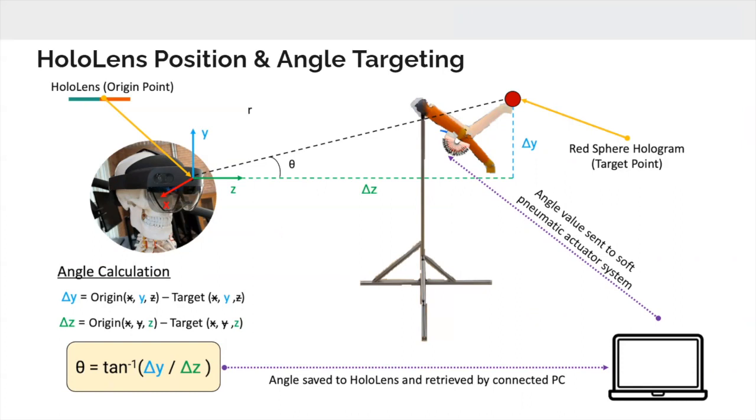What we do here is get the angle calculation between the HoloLens and the target point. We do this by calculating the difference between the Y coordinates of the origin and the target point, and the Z difference of the origin and target point, as displayed on the figure. After that, we get the angle by taking the arctan of the difference of Y over the difference of Z. That angle is then saved onto the HoloLens, and it's retrieved from the PC through a USB connection. The MyRio microcontroller that is implemented with the soft pneumatic actuator gets that angle data from the PC and then provides the pressure to achieve that bending angle for the dummy arm.